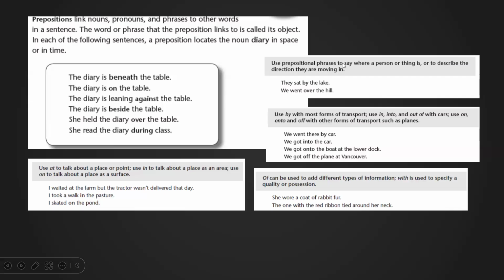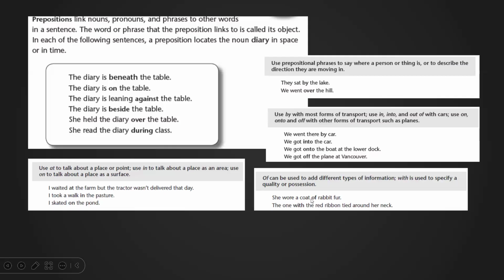Use prepositional phrases to say where a person or thing is, or to describe the direction they're moving in. They sat by the lake. So where are they located? By the lake. We went over the hill. Where did they go? Over the hill. They're going in that particular direction. Use by with most forms of transport. Yes. So by car, by plane, by bus. Whenever you're using your feet, you have to say on foot. On foot. Okay.